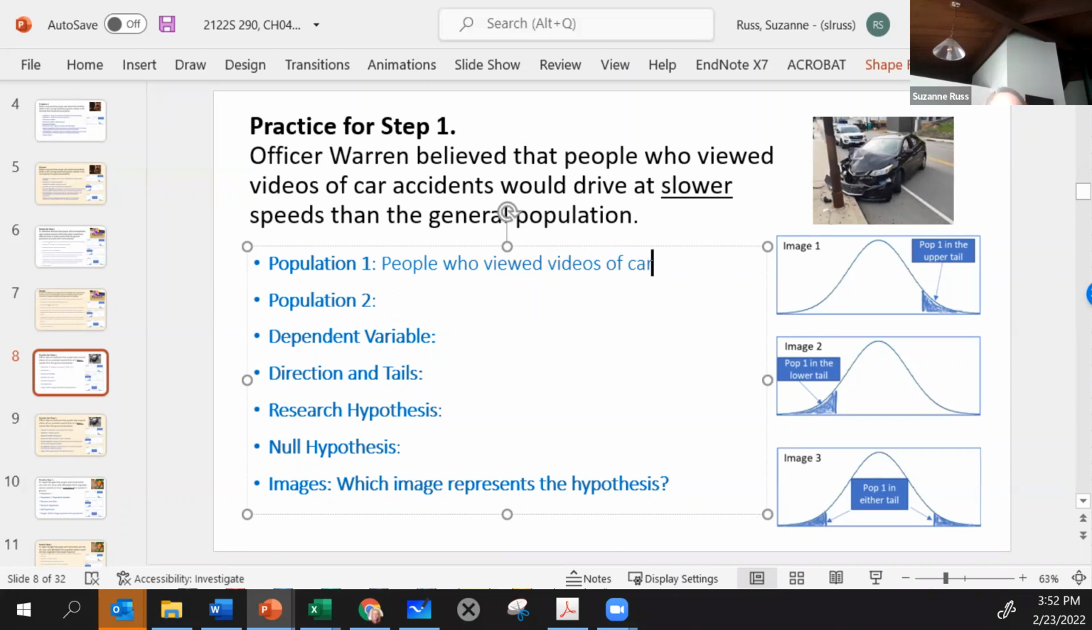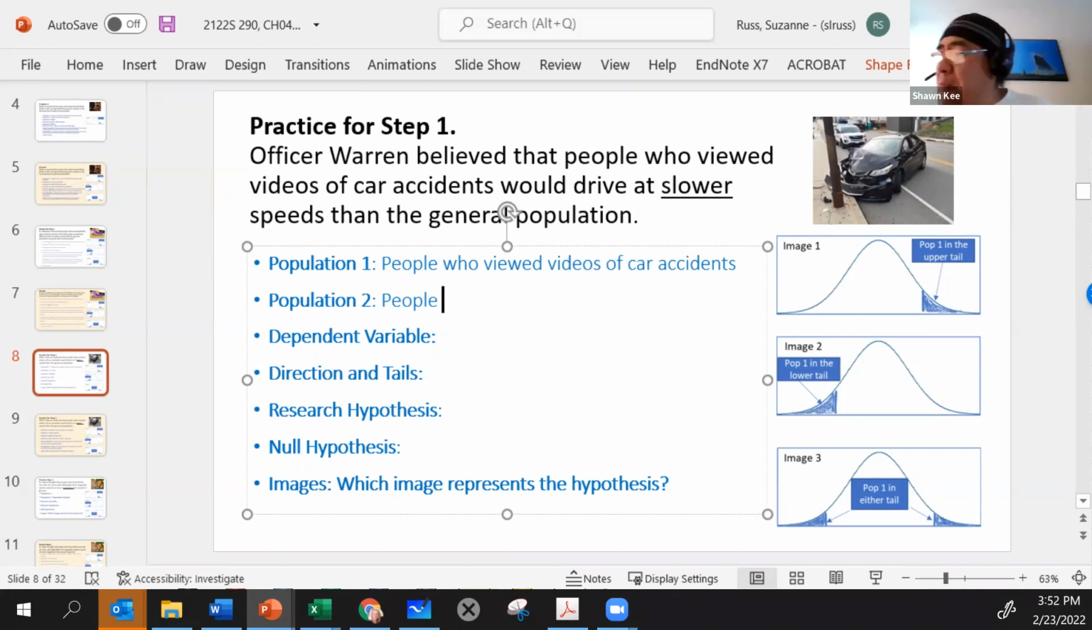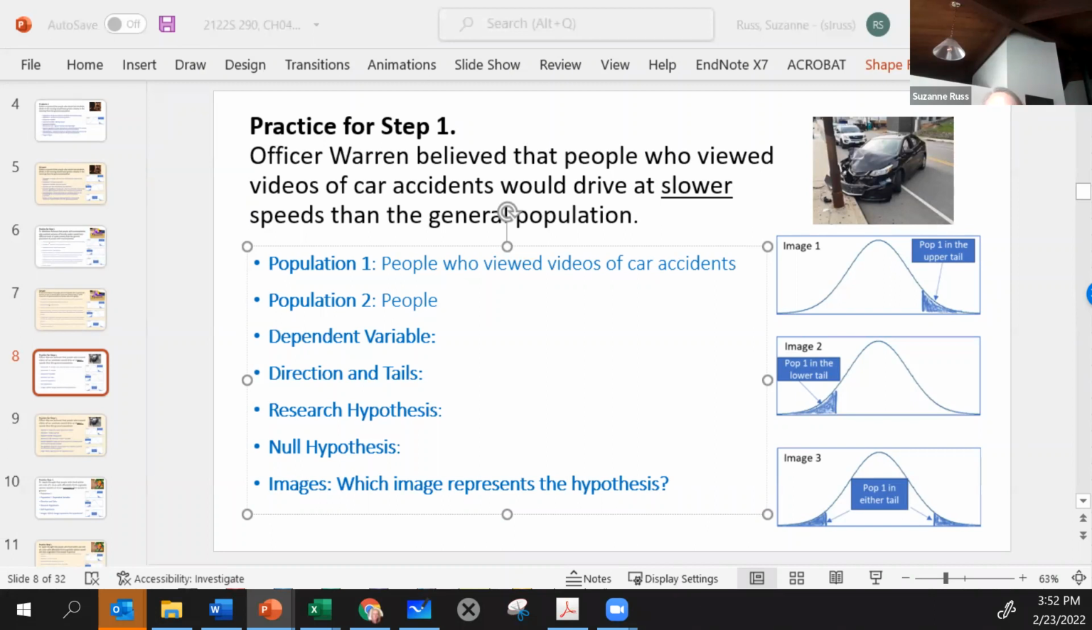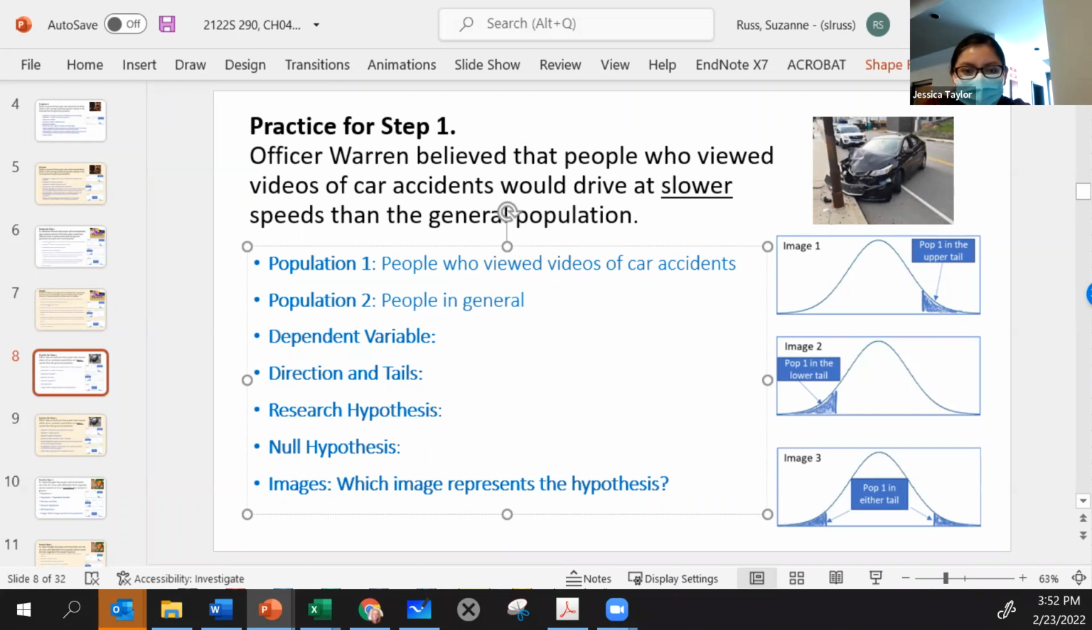Let's go to Virgie. Or Sean? Population two are, I believe, the general population. Yeah, people in general, we can say. It's fine to say general population. And what was the dependent variable, Jessica?